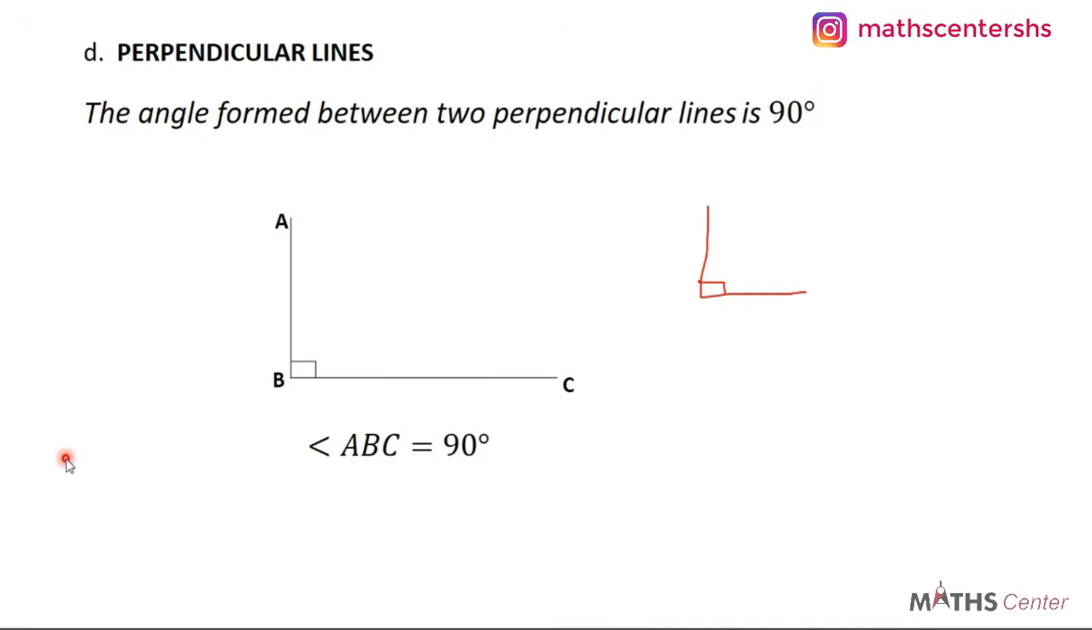So we've learned about 4 properties here. We've learned about the angles on a straight line. We know that they are equal to 180 degrees. We've learned about the angles around a point. We know that they are equal to 360 degrees. We also learned that vertically opposite angles are equal, and we've learned that the angles formed between two perpendicular lines is 90 degrees.